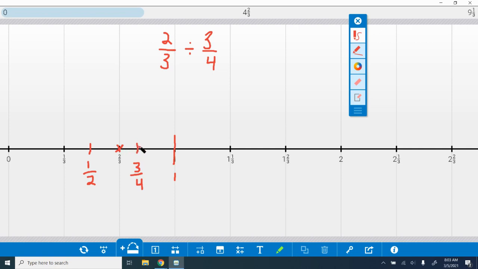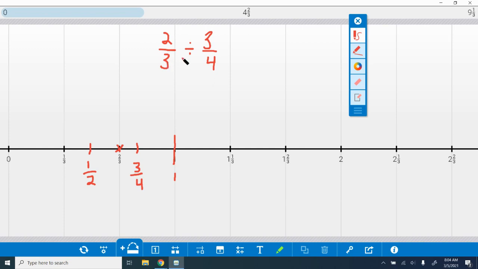Well, 3/4 is greater than 2/3. So there won't be a whole group of 3/4 in 2/3. There'll just be a partial group of 3/4 in 2/3. So that's going to be an interesting thing to look at. Let's see if we can use our common denominator strategy to figure out how to set up our number line.